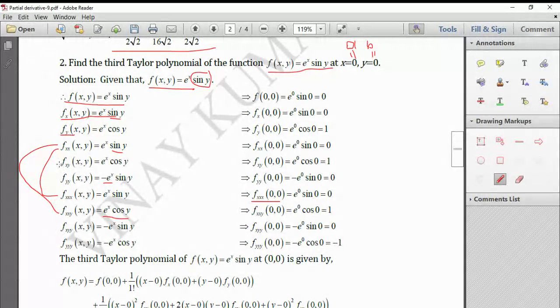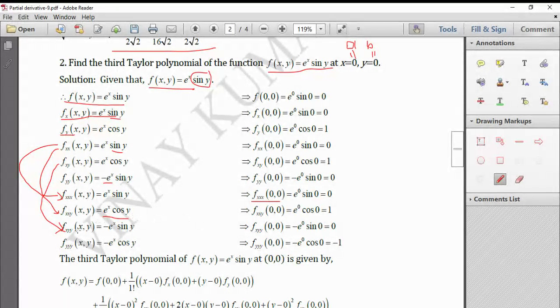Then we need fxyy. So you have to differentiate fxy with respect to y. Will you agree? Okay. So let us differentiate fxy with respect to y. When you are differentiating with respect to y, your x is constant. So e to the power of x is constant. Derivative of cos y is what? Minus sin y. So you will get minus e to the power of x into sin y. But we need fxyy at 0, 0. So substitute x equal to 0 and y equal to 0, you will get 0.